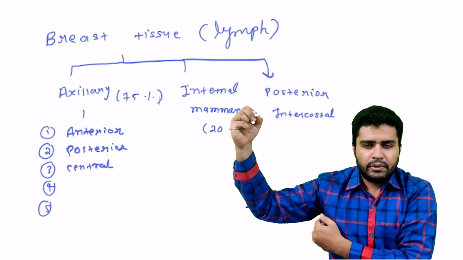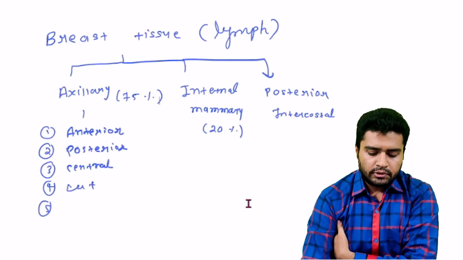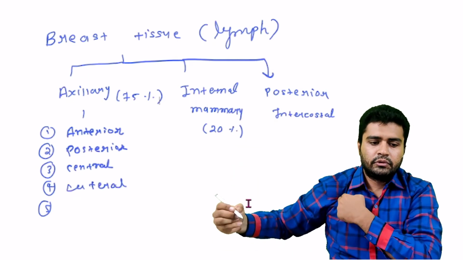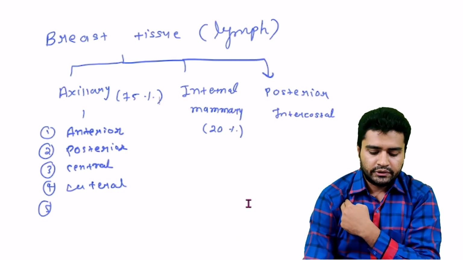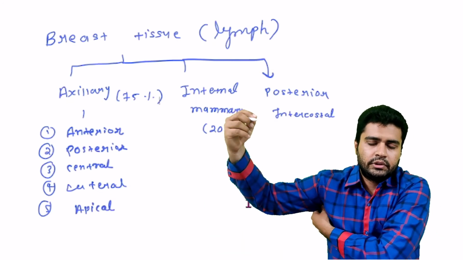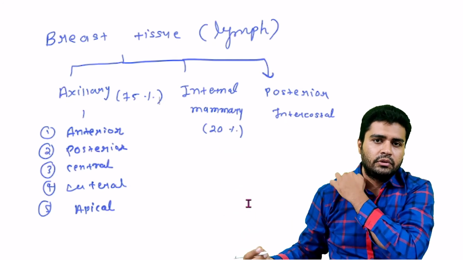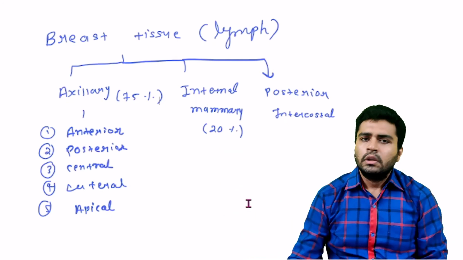Then lateral, medial is not there. The lateral group of lymph nodes, and the most superior one is known as the apical group of lymph nodes. So anterior, posterior, lateral, central, apical. This apical goes into the supraclavicular group of lymph nodes.